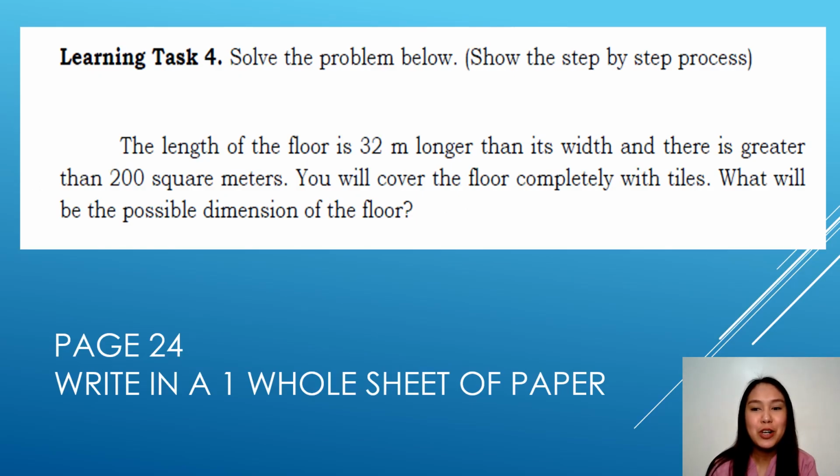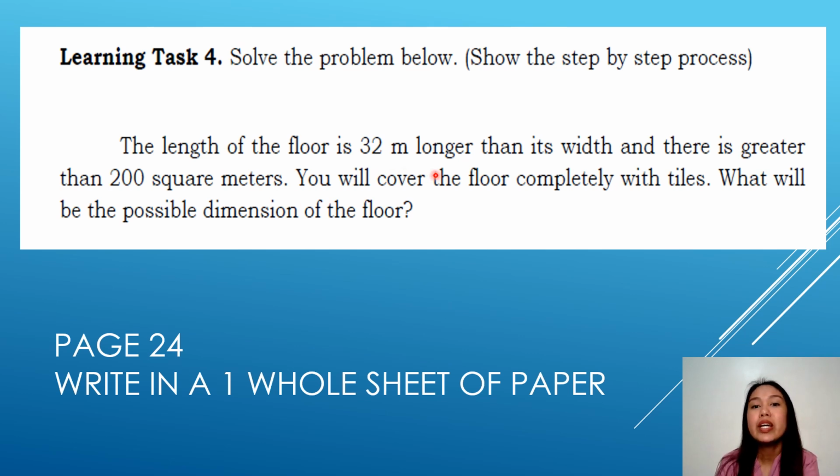And your last output for this week will be learning task 4, that is on page 24. You're going to solve this problem and show the step-by-step process. So we have here a word problem, a quadratic inequality word problem. So what you're going to do is to give the inequality that is given in this problem, just like what we did last week in the equation, but this time this is an inequality now.